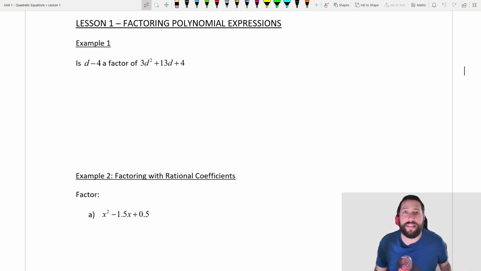Welcome to today's lesson. Today we're going to start off with our unit on quadratic equations. Lesson number 1, we're just going to continue going over factoring polynomial expressions. Okay, so let's get started.